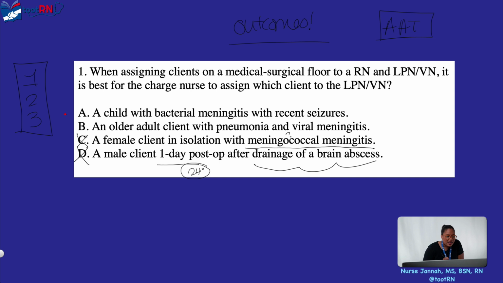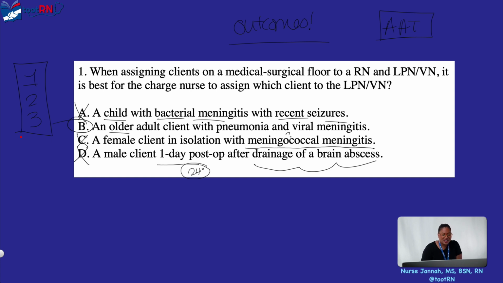So now we have A and B, a child with bacterial meningitis with recent seizures, and an older adult client with pneumonia and viral meningitis. So funny, they both have an age present, right? They're both either the child or the adult, which is our little red flag we like to pay attention to. But very different things going on, very different acuity levels. So bacterial meningitis with recent seizures. Do we want to give that to the LPN? Is that a stable client? Nah.